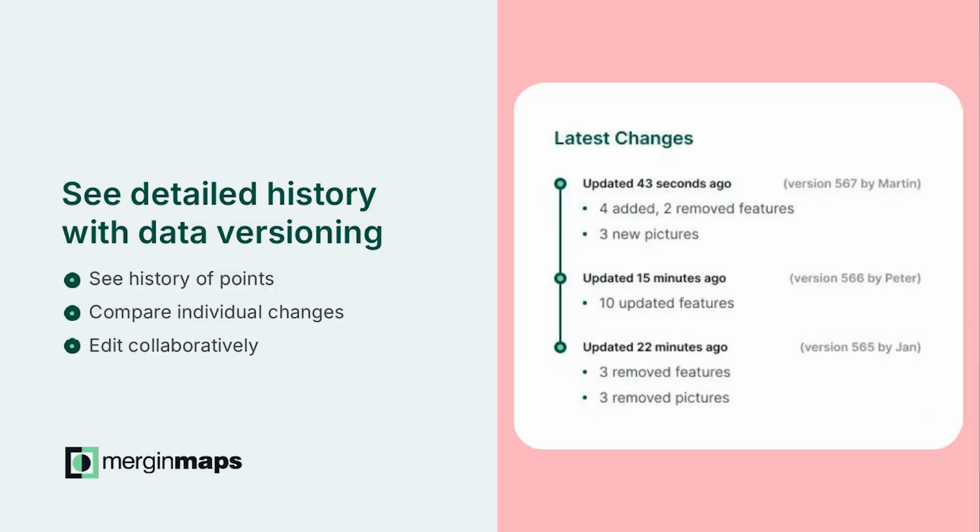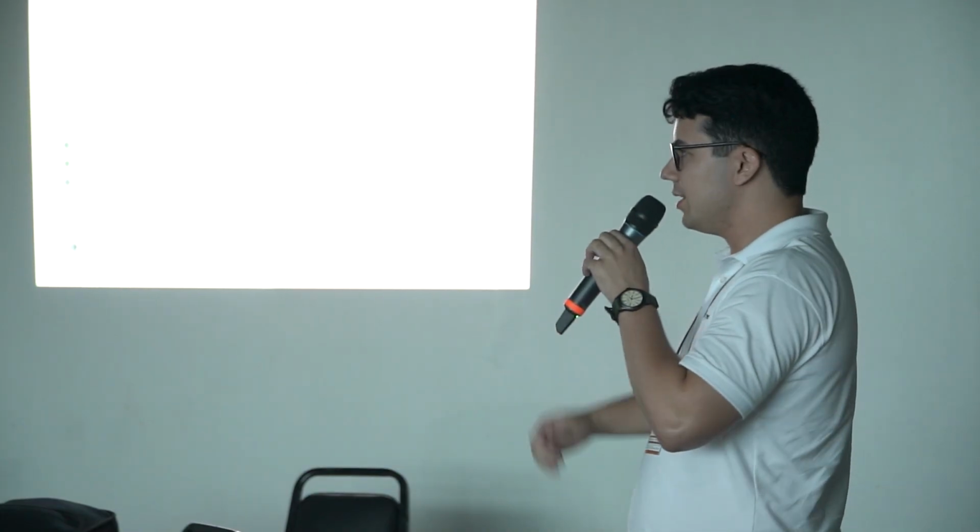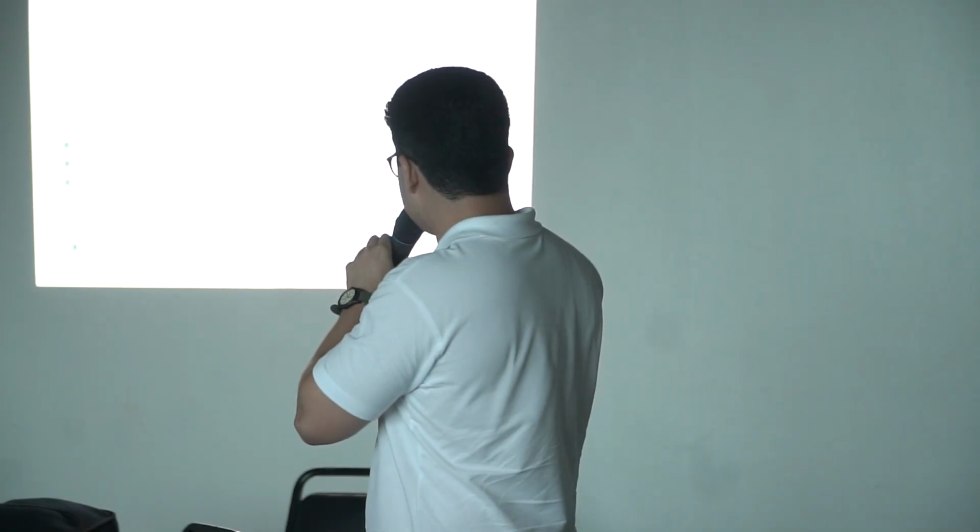So we also have this detailed history with data versioning. You can see the updates, when it was done, who did it, which features were changed, collected, added, which area has been covered, all of that. And you can get back to a version. This way, you can always easily handle data from multiple data collectors.